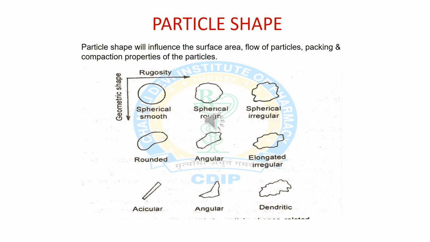Now particle shape. Particle shape will influence the surface area, flow of particles, packing and compaction property of the particles. Particle shape may be spherical smooth, spherical rough, spherical irregular, rounded, angular, elongated irregular, acicular, angular, dendritic, or any of the shapes.